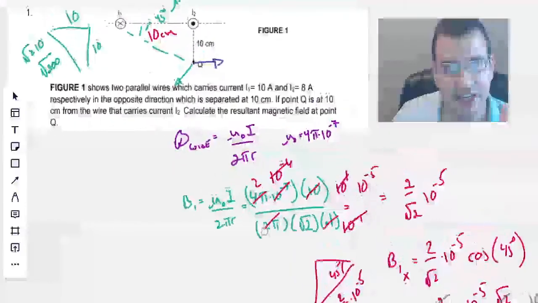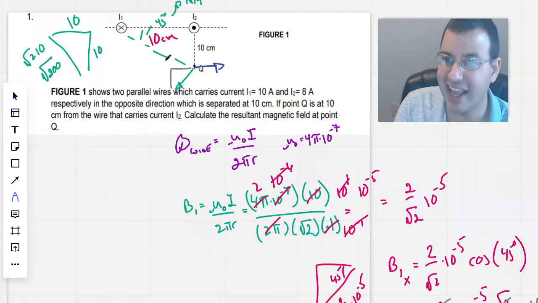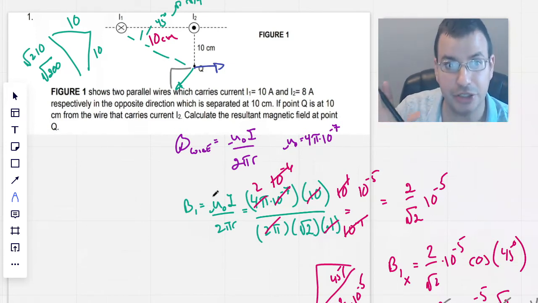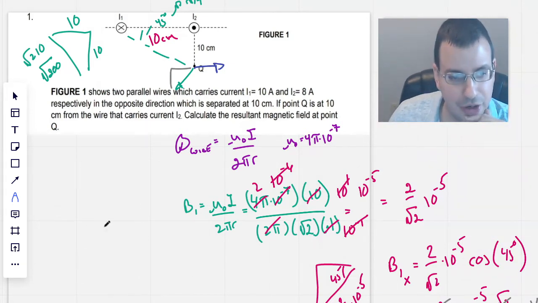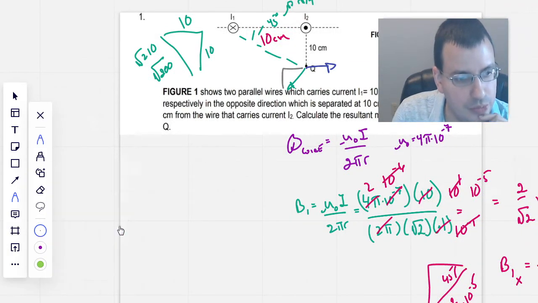And the negative x and negative y have to do with the fact that this vector right here is going to the left and down. Okay, so that was the hard part. Now we're going to find the magnetic field due to wire number 2.